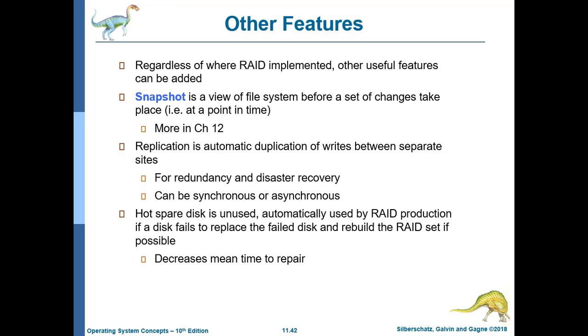Next we have other features. Regardless of where RAID is implemented, other useful features can be added, such as the snapshot. It is a view of a file system before a set of changes takes place, such as at a point in time. This will be discussed more in Chapter 12. Then replication is automatic duplication of writes between separate sites, for redundancy and disaster recovery. It can be synchronous or asynchronous. Then a hot spare disk is unused, and is automatically used by RAID if a disk fails, to replace the failed disk and rebuild the RAID set if possible. This decreases mean time to repair. Since you already have a spare, you just switch control to the hot spare disk.